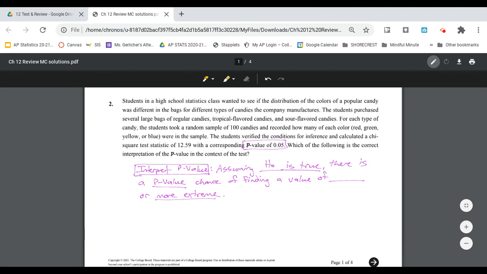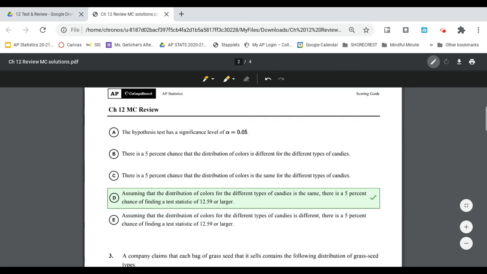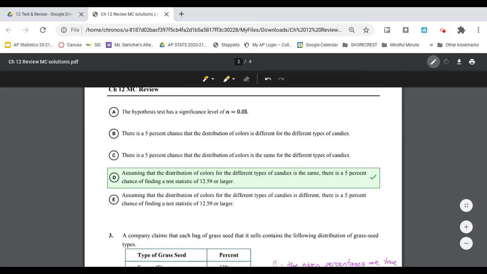Number 2 is about interpreting the p-value. I'm including a sentence stem here that is general enough that it can be used not just for chi-squared, but any of the tests. Basically, assuming the HO is true, however you would phrase the HO being true, there is some chance, that's the p-value, of finding a value of whatever your cutoff is, or more extreme. And more extreme could mean bigger or smaller, depending on what direction your HA is going. So we're going to look for the phrase that has that sentence stem.